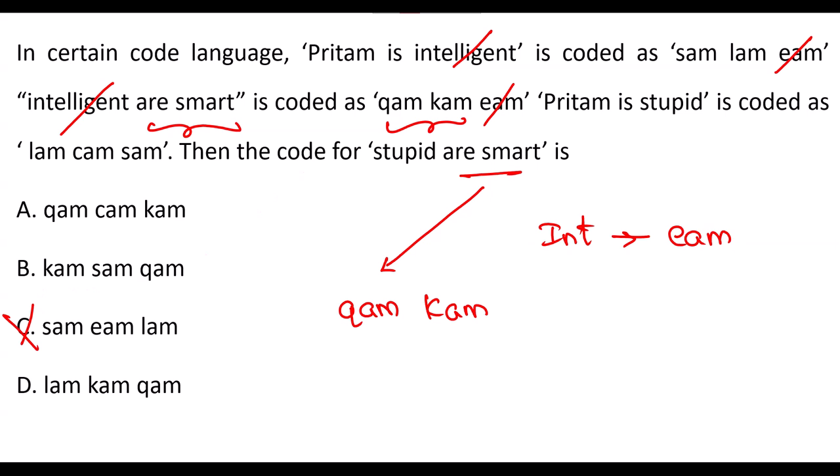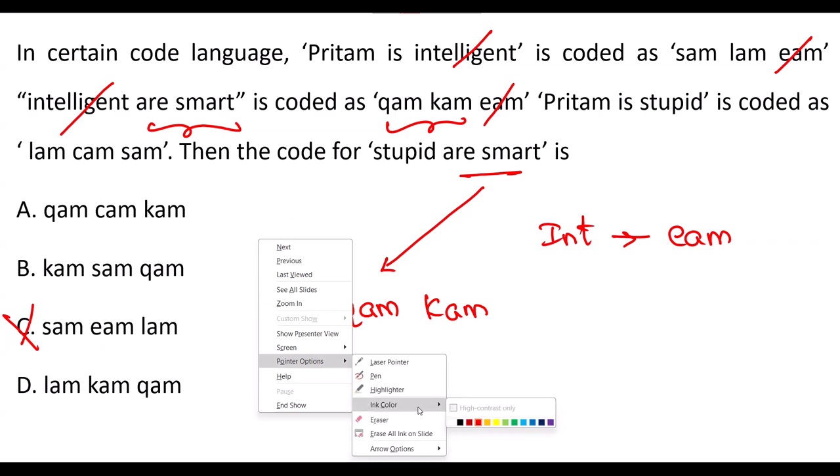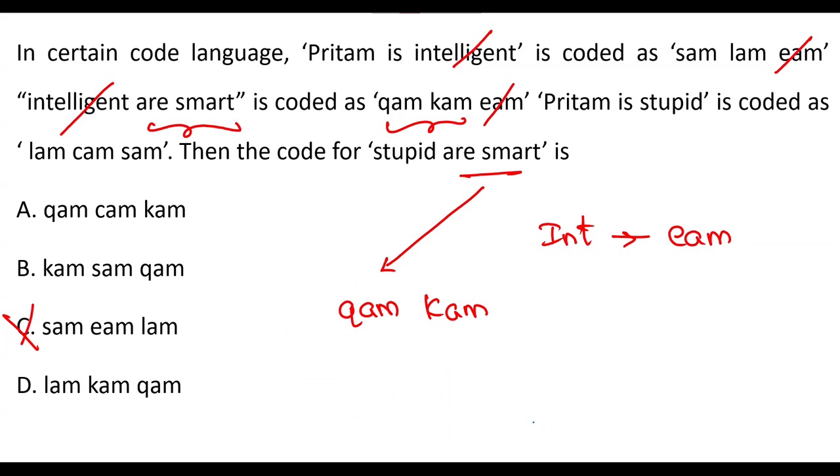What else is there? Stupid. Stupid means it may be LAM, CAM, SAM. Okay, all LAM, CAM, SAM, that's what they kept. Now we have to compare. If you see the first line, Preetham is intelligent. Now they are claiming Preetham is stupid. So at the first year of btech, Preetham is intelligent. By the end of btech, Preetham is stupid.